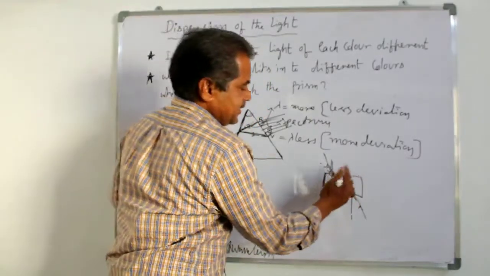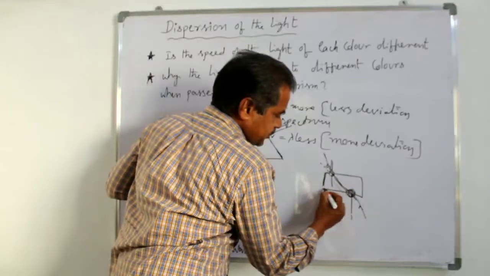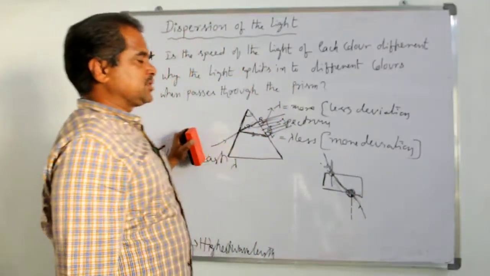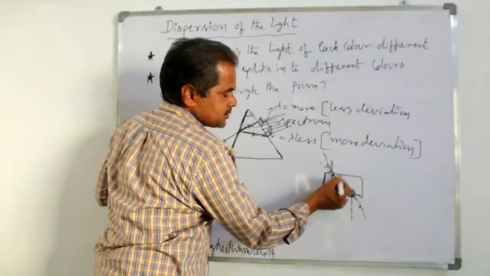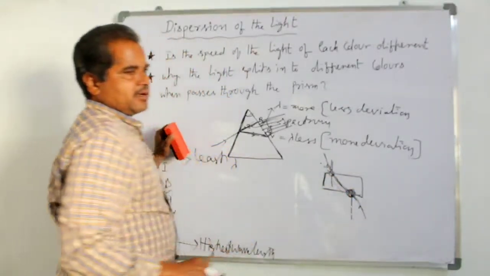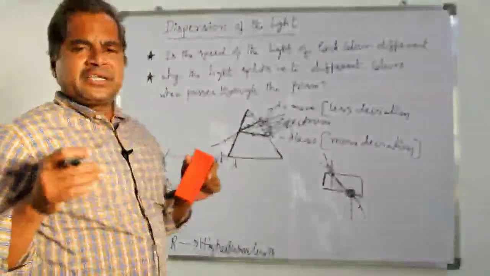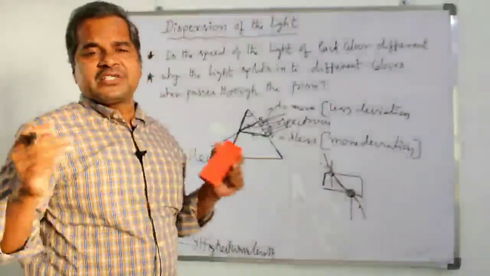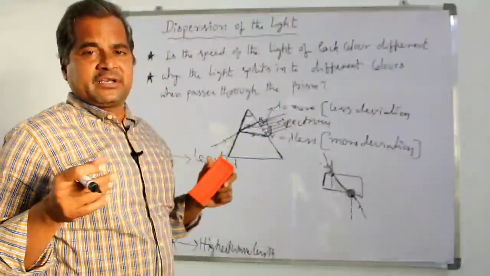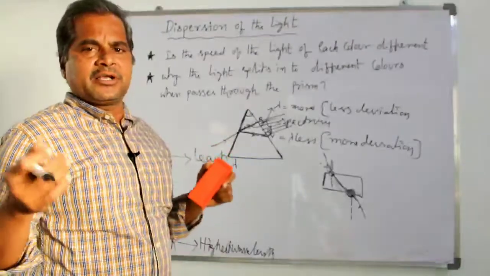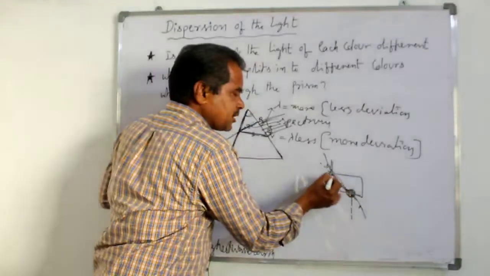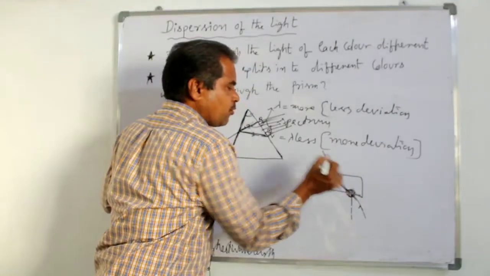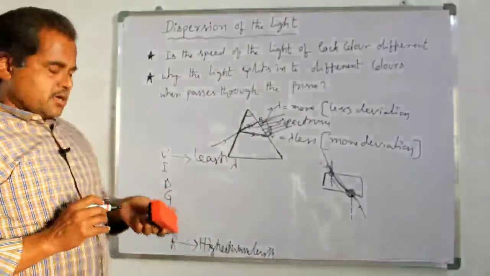But here, the two surfaces of the glass slab are parallel to each other, so all the colors of the white colored ray don't have any variation in their angle of deviation. So again, all these seven colors emerge as a white colored ray. This is the main reason.